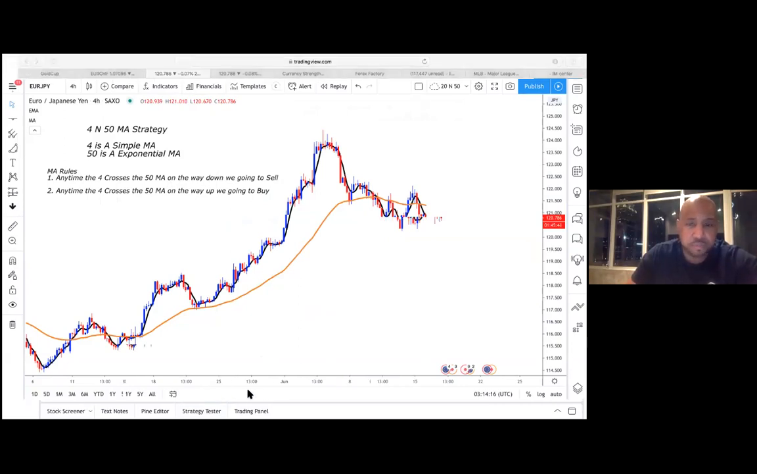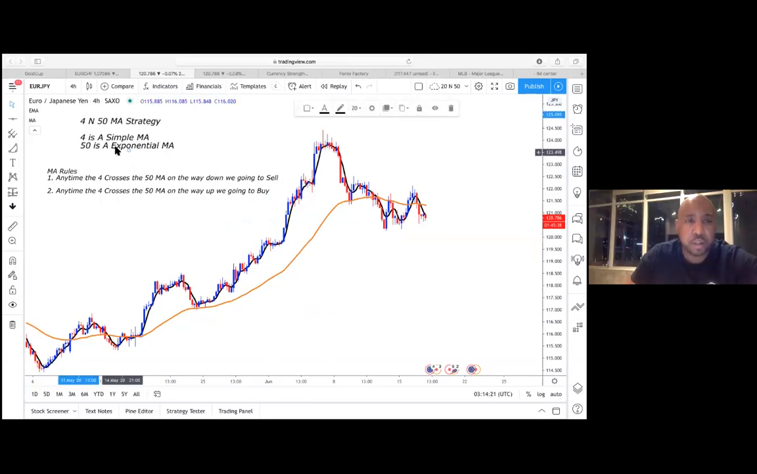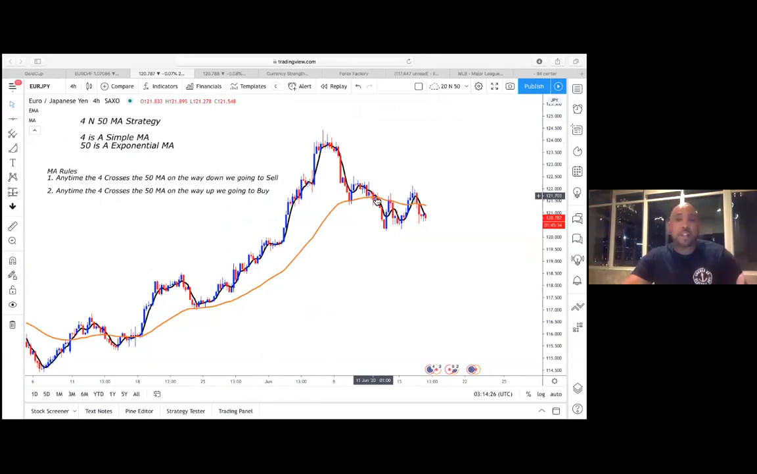So now, I got the rules right here. Anytime the 4 crosses the 50 on the way down, we're going to sell. Anytime the 4 crosses the 50 on the way up, we're going to buy. Right? Now, real quick.